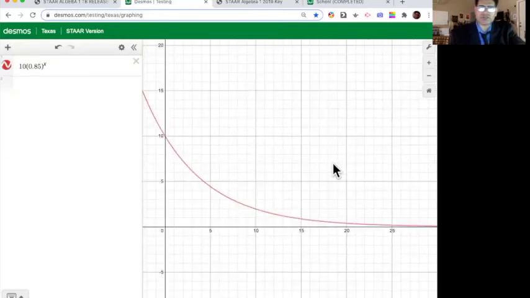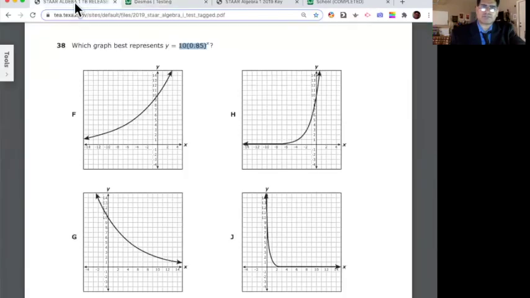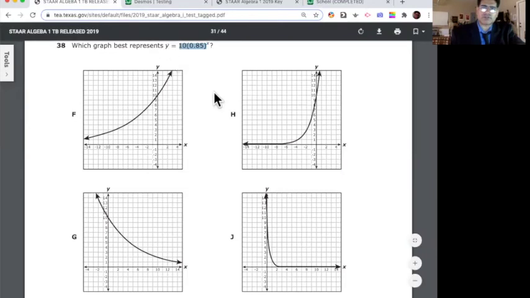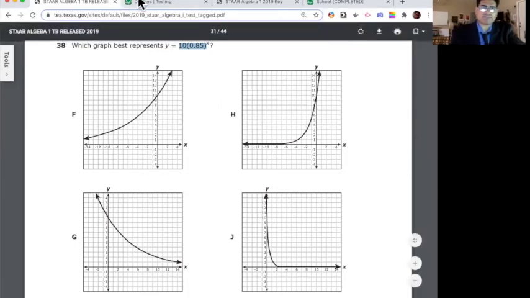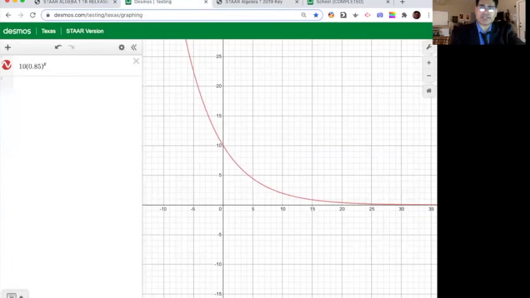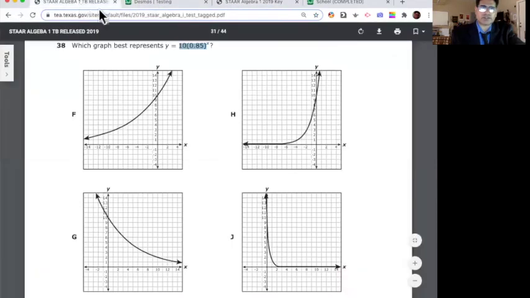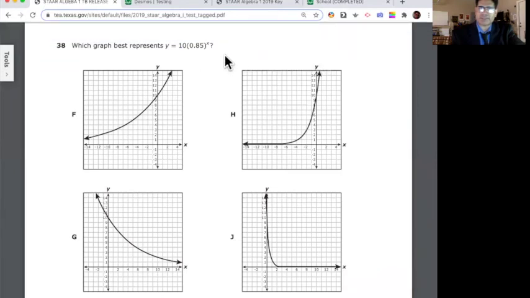Okay, so we just need to match that up. Looking right here, we can already eliminate the ones that don't go in that direction, right? Let's go ahead and eliminate the ones that are going in a different direction, such as this one. This one is going in a different direction, and this one too. We can get rid of that.